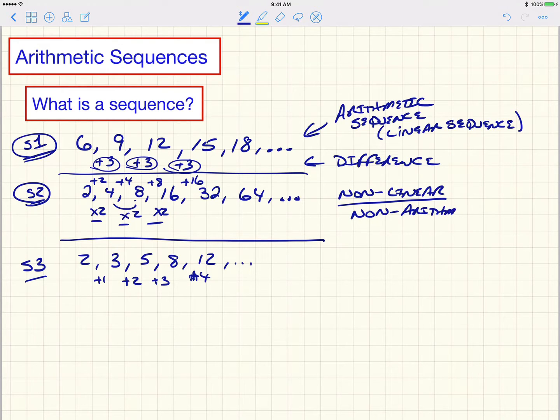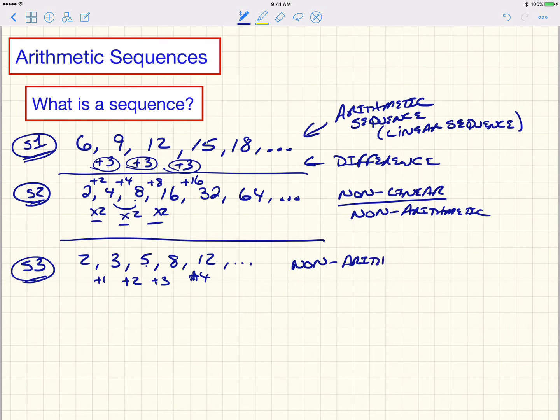All right, what about the last one? We're not multiplying anything here, but again, the difference changes between terms. To get from the first term to the second term, I add 1. To get from the 3 to the 5, I add 2. To get from the 5 to the 8, I add 3. So that is nonlinear as well. This is non-arithmetic as well.